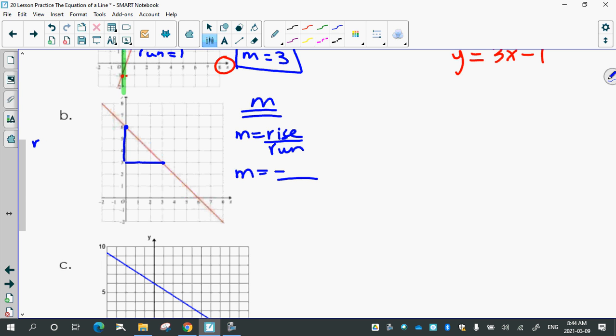So for me, my rise is -1, 2, 3, because the scale is by 1s, which is nice. And my run is also 3. So -3 over 3 is my rise over my run. And then if you take your calculator out, -3 divided by 3 is -1.